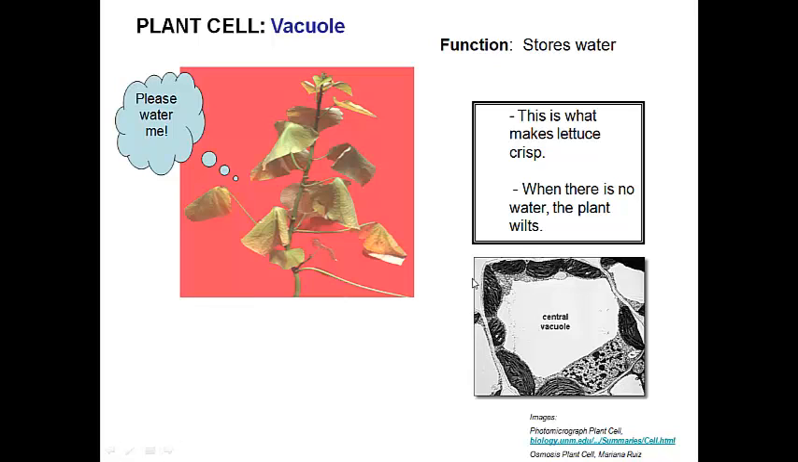You can see in this picture down here of a plant cell, most of the space in a lot of plant cells is a vacuole. So this is a vacuole right smack dab in the middle of the cell, and all these dark structures around the edges are the organelles that have been pushed to the side. So the vacuole can oftentimes take up the majority of the entire cell.